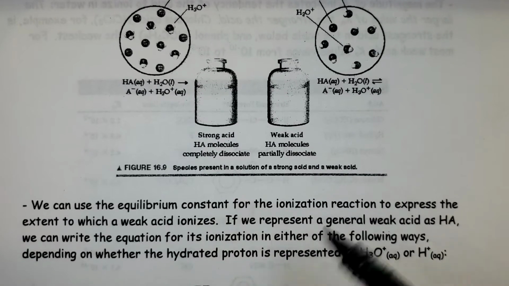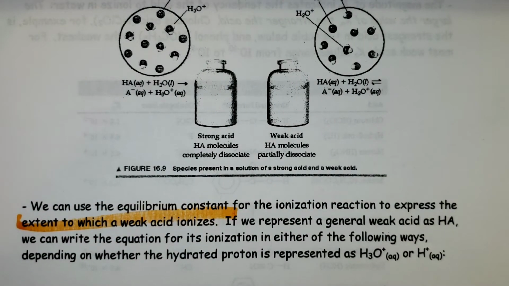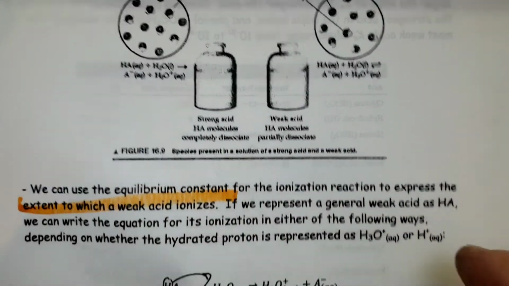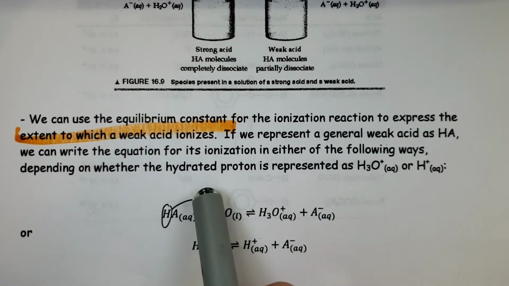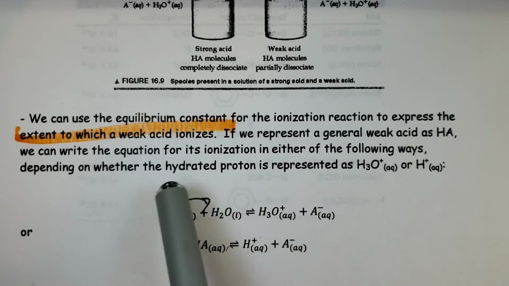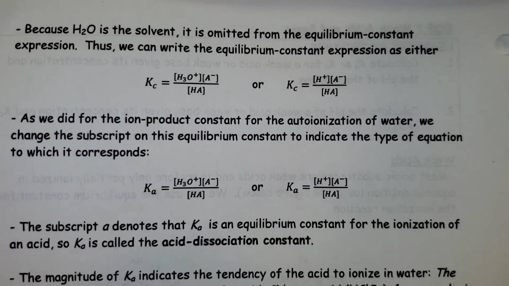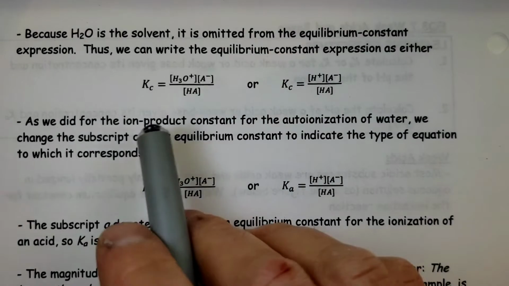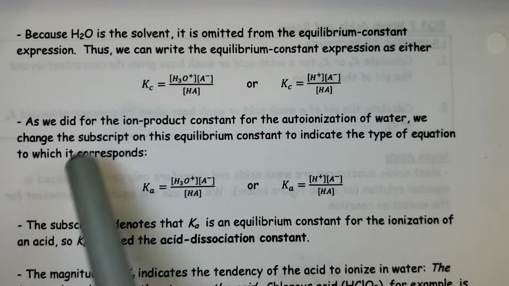So we can use the equilibrium constant for the ionization reaction to express the extent to which it ionizes. If we represent the general acid HA, we can write this equation as I just mentioned. So before with the strong acids and bases, there's just one arrow to the right because it all dissociates or ionizes into H. But here, only partially.